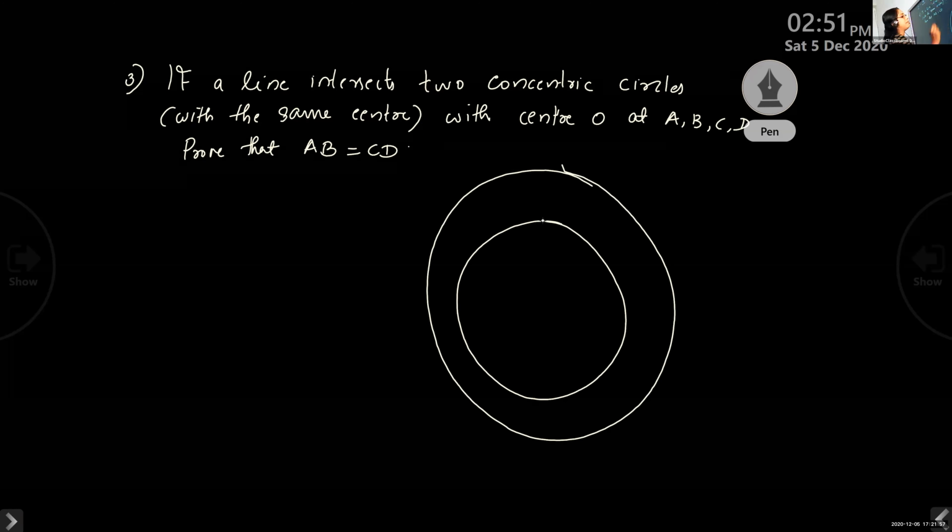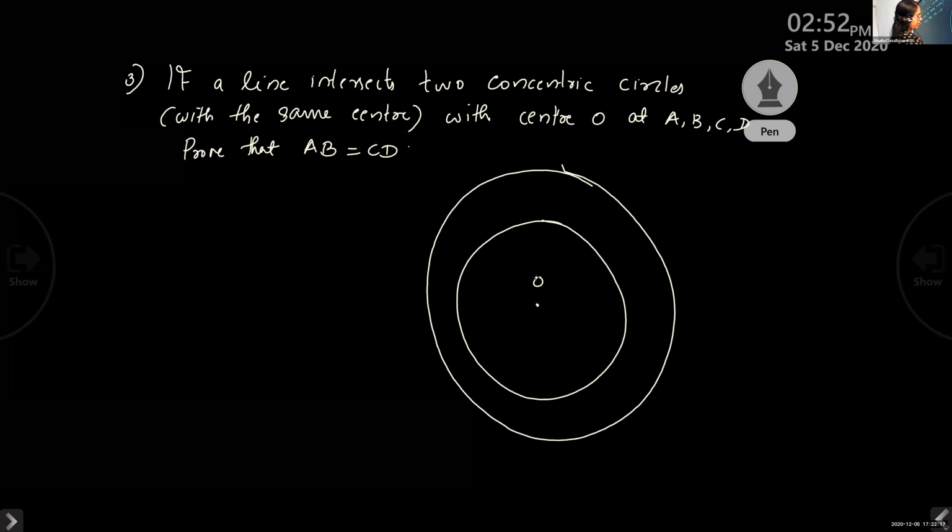Concentric circle means one circle and on the outside of it another circle, like ripples in the water. If you throw one stone in the pond or in the well, the water will move like this, ripples. So that is like concentric circles.